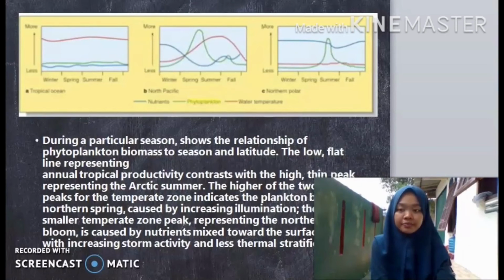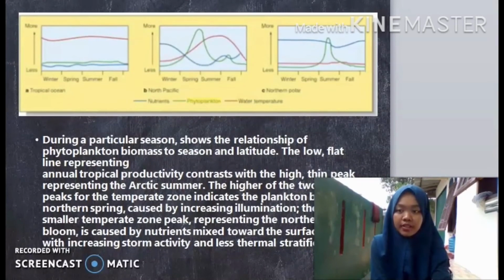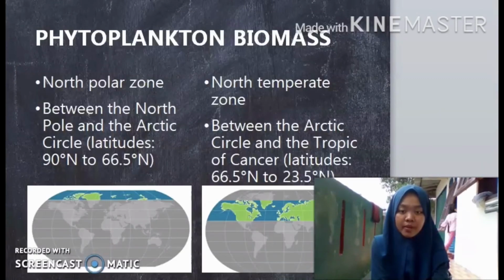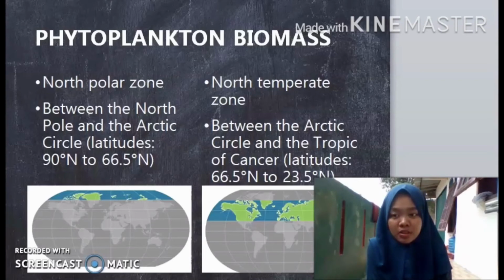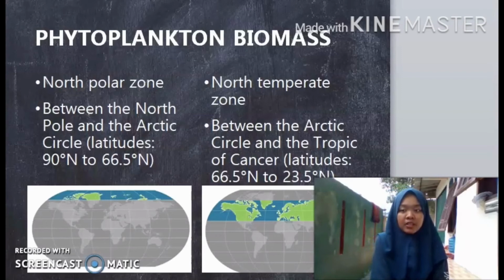Okay, the next, you can look at this: phytoplankton biomass. North polar zone. The meaning is, in the northern hemisphere, the North Polar Ocean is located mostly in the Arctic region. The Arctic Ocean is almost completely surrounded by Eurasia and North America. And here you can look at the area between the North Pole and the Arctic Circle.